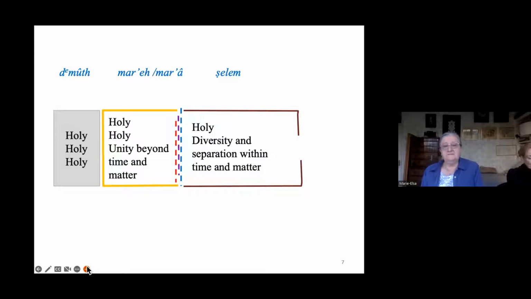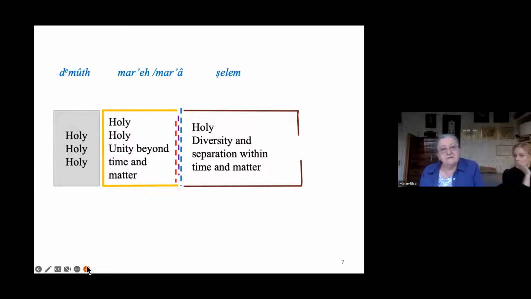And this is where things are separated out, and they are within time and matter, and so they have a beginning and they have an end. You have to imagine the state of the Holy of Holies beyond the veil, and the veil represents matter. We haven't got time to go into that this evening. It represents a state outside time, outside matter, and therefore a state that is not divided. It is a state of absolute unity.